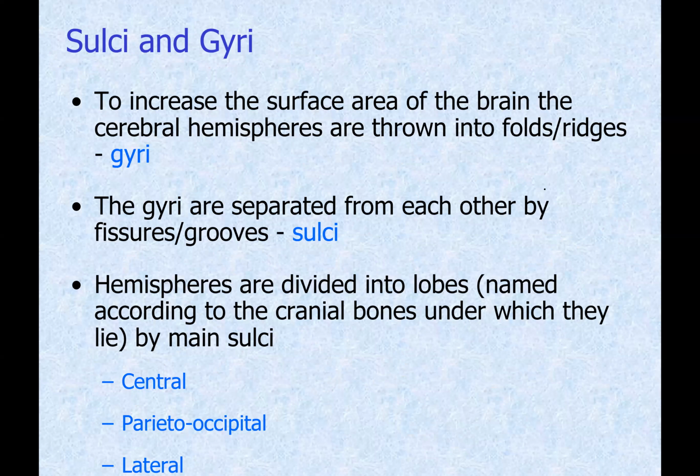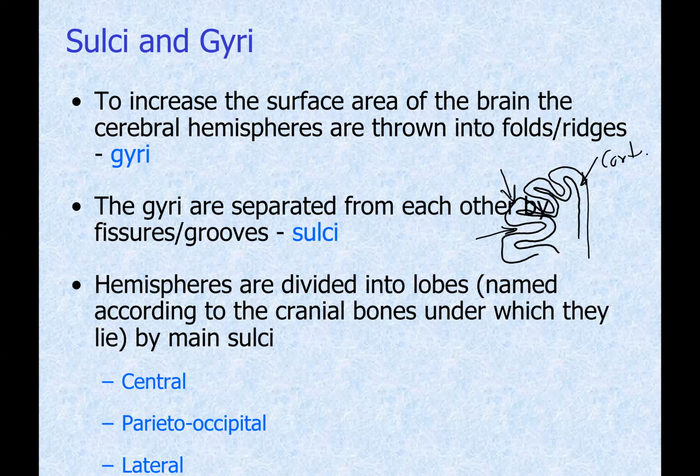Now on the surface of the brain, there are folds or ridges called gyri, and there are grooves or fissures called sulci. These gyri and sulci increase the surface area of the outer part of the brain, which is called the cortex of the cerebral hemispheres. If you have the cerebral hemisphere like this, you will get these gyri and sulci. These ridges are called gyri, and these are sulci. So this increases the surface area of the brain. The outer part of the brain is called the cortex, which is formed by cell bodies.